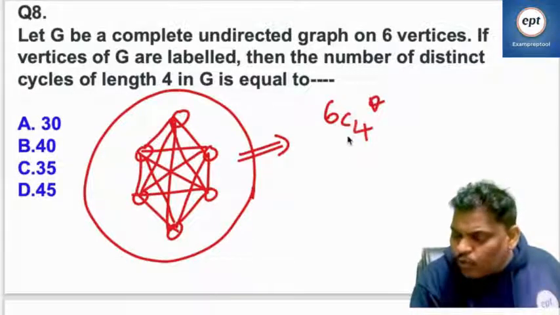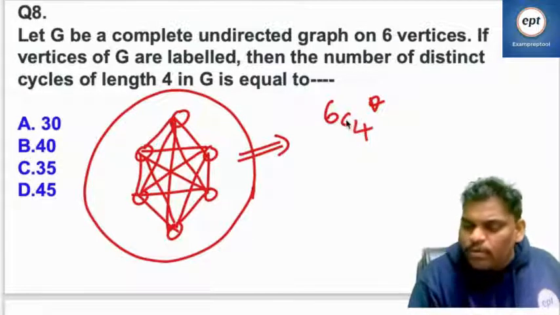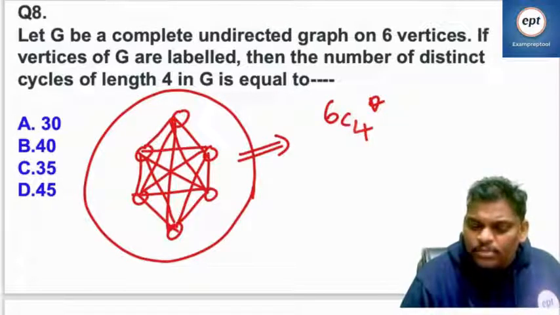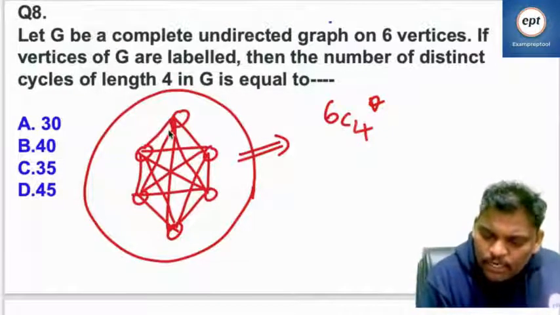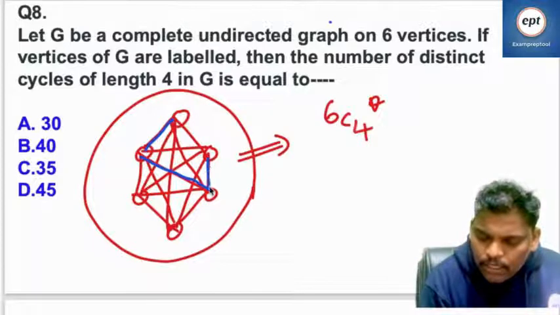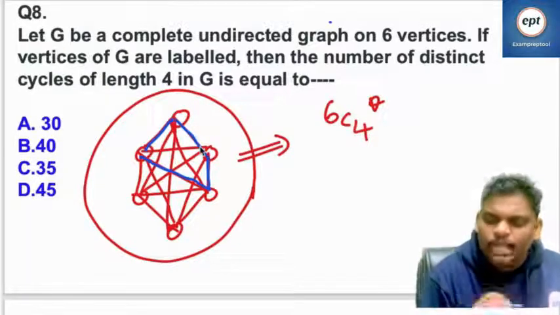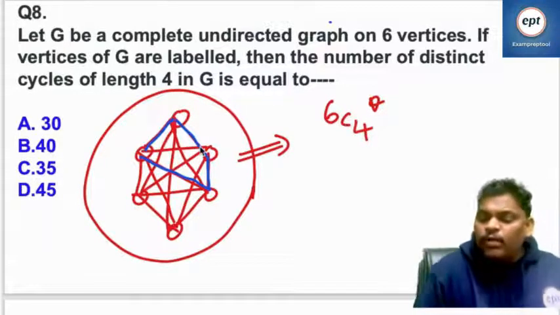Now you selected the 4 vertices. With these 4, how many 4 length cycles are possible? Let me try one by one. Is this one 4 length cycle? 1, 2, 3, 4. It is one 4 length cycle. So like that, how many 4 length cycles are there? We have to calculate.